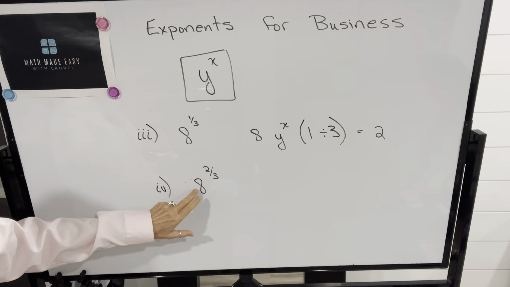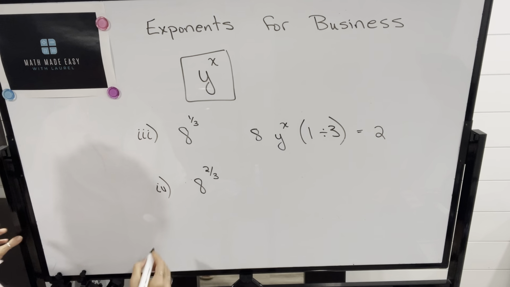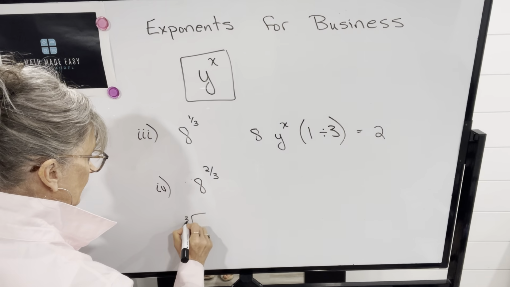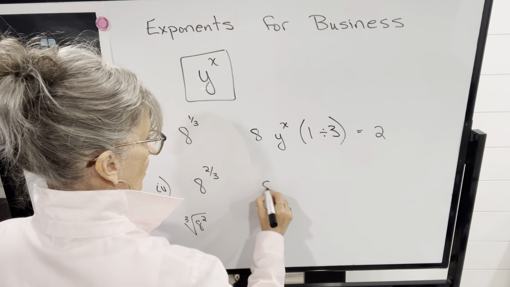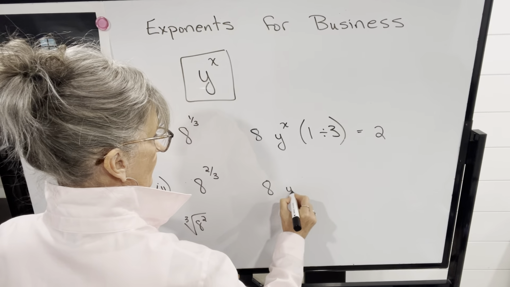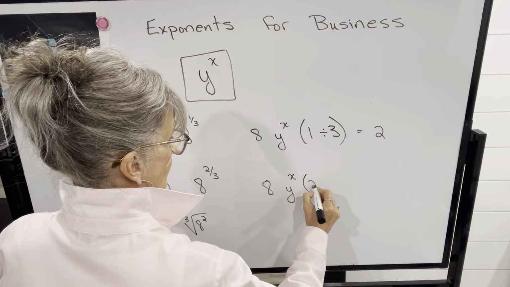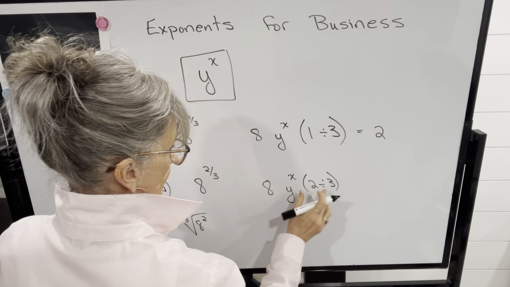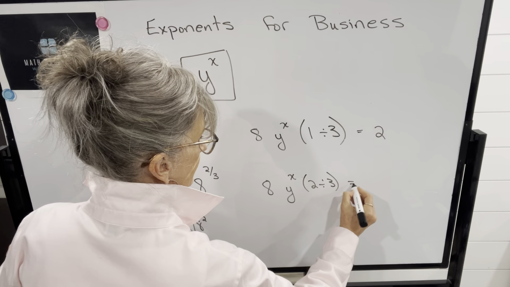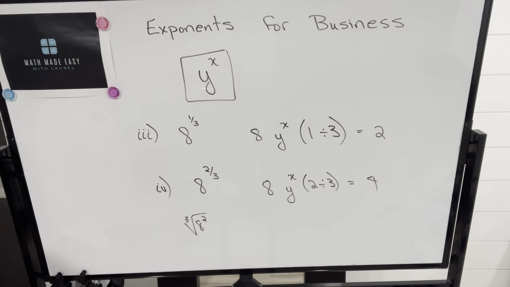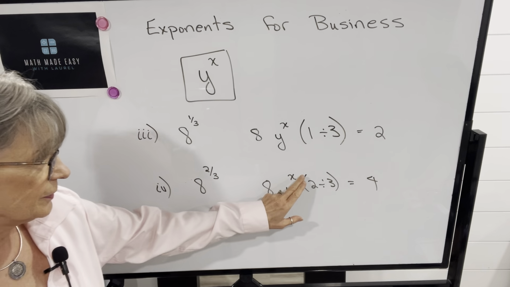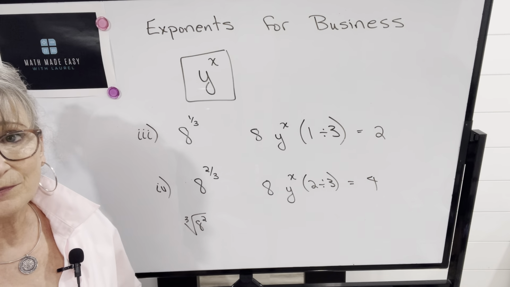Same idea if we have 8 to the 2/3. We know that that means cubed root of 8 squared. So to find that with your calculator, enter 8, y to the x, 2 divided by 3 with the parentheses, and you should get a value of 4. If you didn't, you may have forgot your grouping symbols.